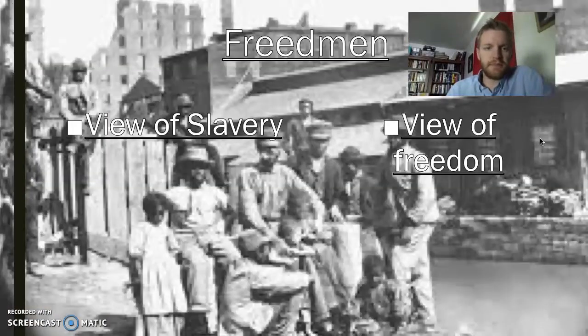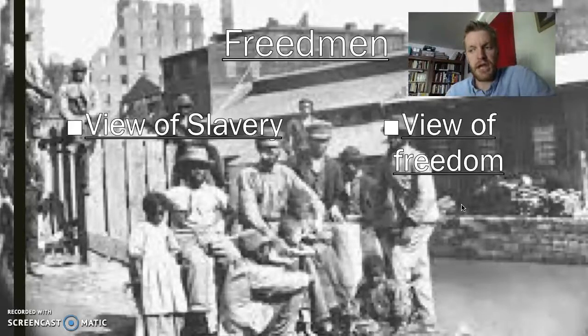For the freedmen, slavery was basically taking advantage of someone's labor without that person's consent. And freedom consisted of 5 different components: self-ownership, family stability, religious liberty, political participation, and economic autonomy. And these 5 things were essential to escaping slavery.